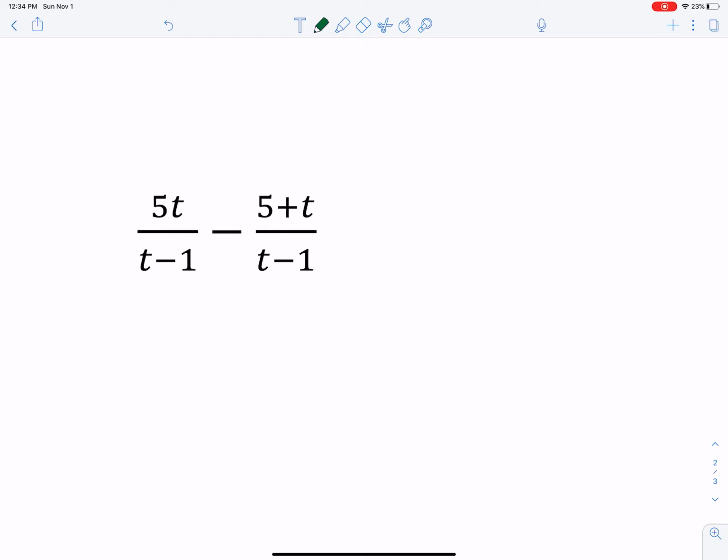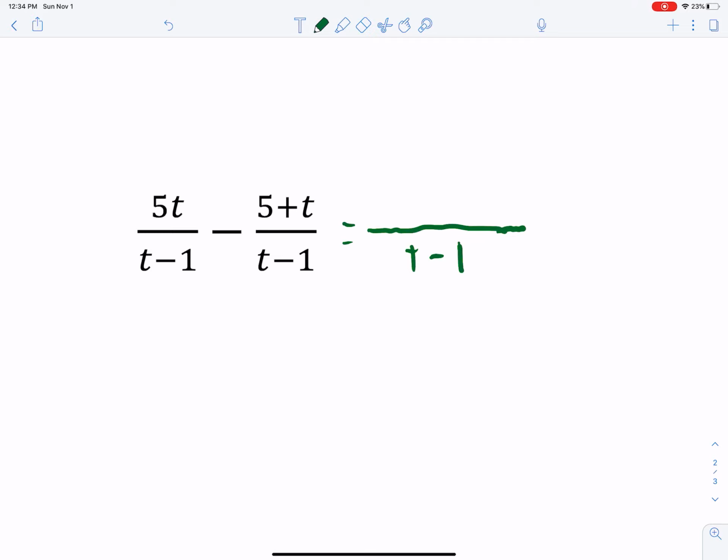When you're subtracting fractions that already have the same denominator, you're going to keep that denominator for your answer. And all you have to do is subtract the top parts. So here we have 5t over t minus 1 minus 5 plus t over t minus 1. Since they already have the same denominator, the denominator of our answer is t minus 1.